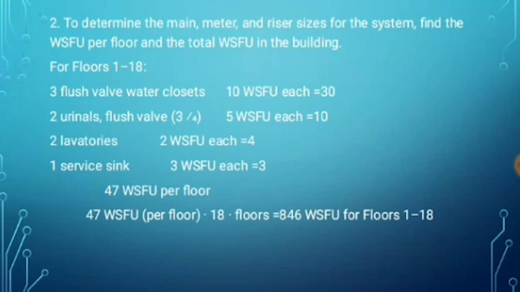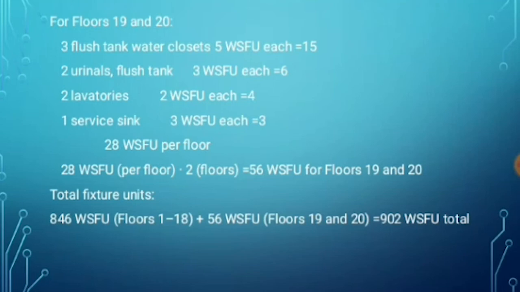Second, to determine the main, meter and riser sizes for the system, find the WSFU per floor and the total WSFU for the building. For floors 1 to 18, the total is 846 WSFU. For floors 19 to 20, the total WSFU is 56 WSFU, and the total fixture unit is 902 WSFU. Just add the first and the second result.